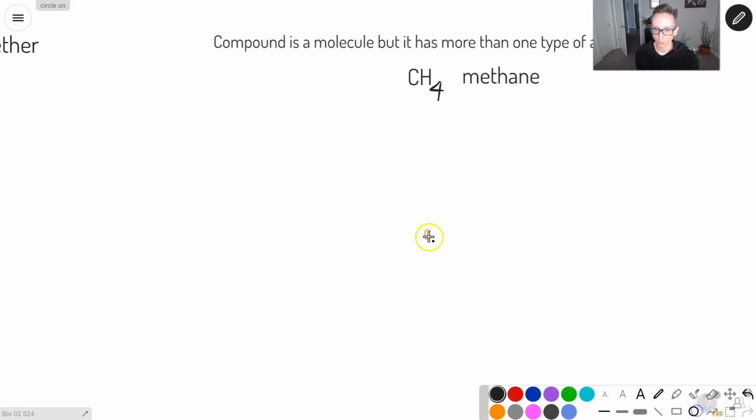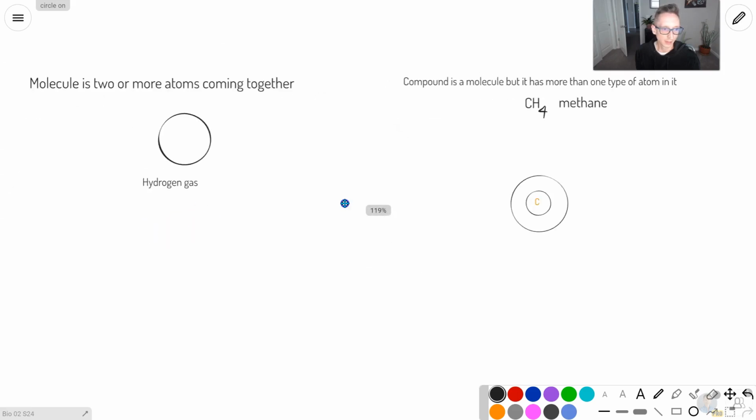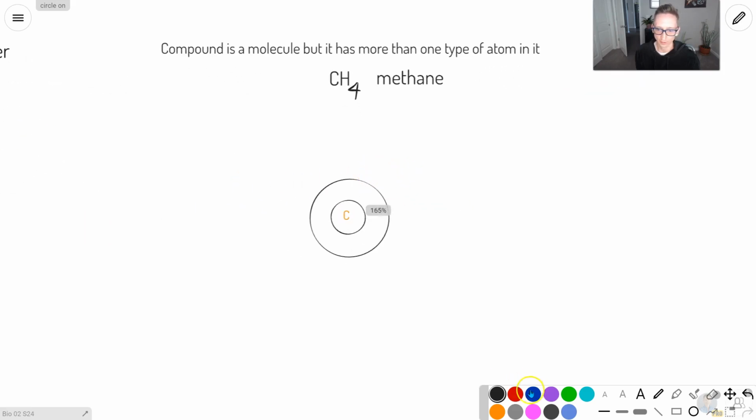Carbon has its 2 orbitals, like so. And then we are going to have 4 hydrogens, right? 4 hydrogens around it, like so. And they are each going to have their little electron orbital, like so.